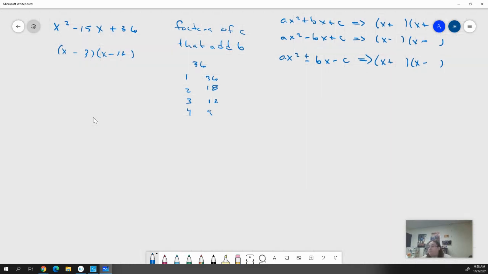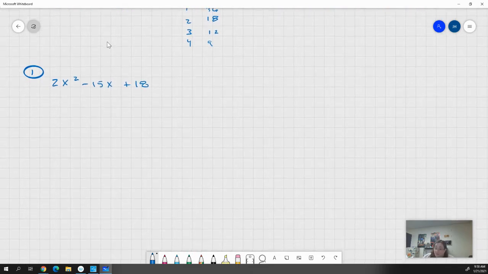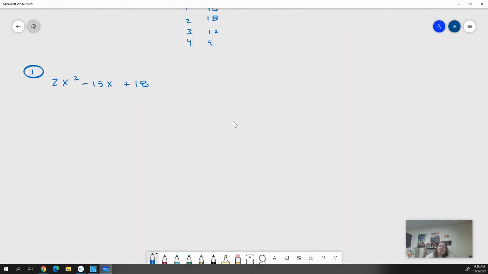What if I had, first example, 2x squared minus 15x plus 18? Where would we go from there? Now, I have seen 8 million different ways to solve these kinds of problems. And I'm going to tell you right now, the way that I'm about to show you is the absolute easiest way. There is no way that's easier. You probably saw something in Algebra 1, maybe back in the day, where they used an x. This is so much easier.